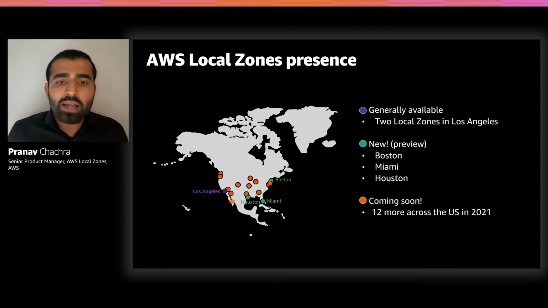We also announced plans to launch 12 more local zones throughout 2021, covering cities like Atlanta, Chicago, Dallas, Denver, Kansas City, Las Vegas, Minneapolis, New York, Philadelphia, Phoenix, Portland, and Seattle. With these local zones, developers will be able to deliver single-digit millisecond latency experience to end users across the US.